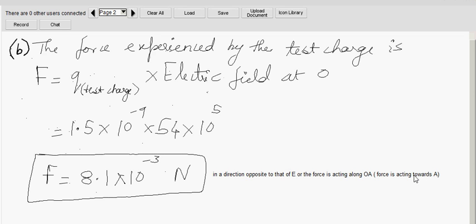So this is how we solve the problem when two charges are given to find out the electric field. Once the electric field is known at that point, you can easily calculate the force experienced by a test charge at that point.